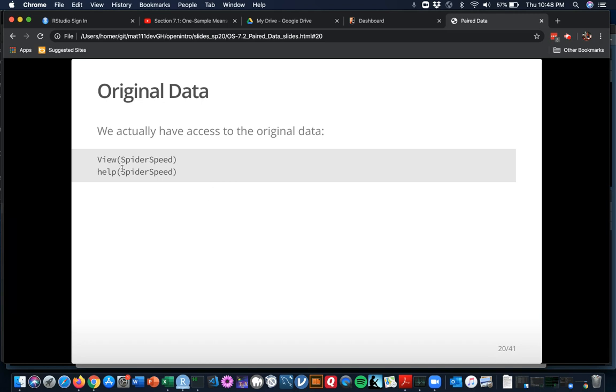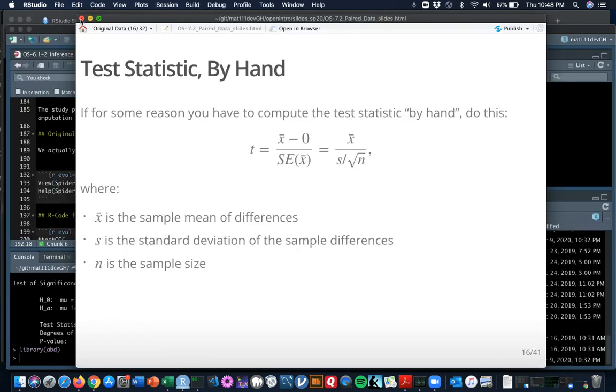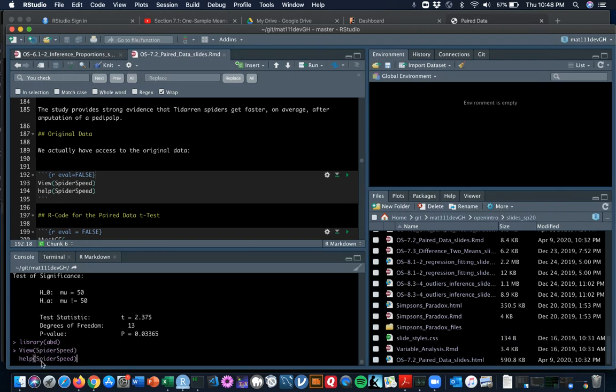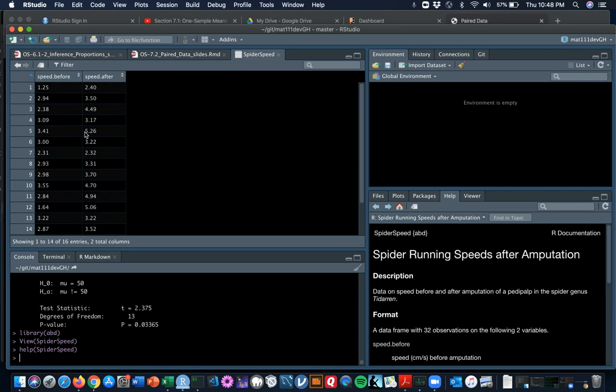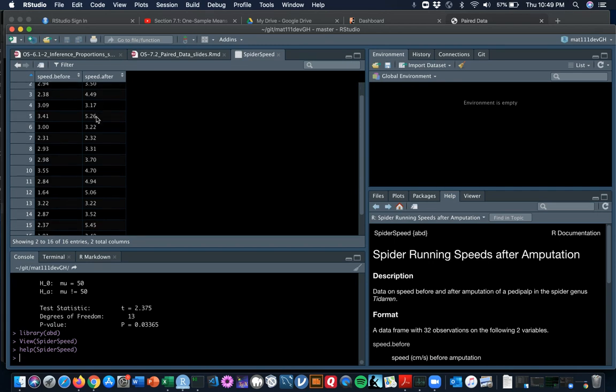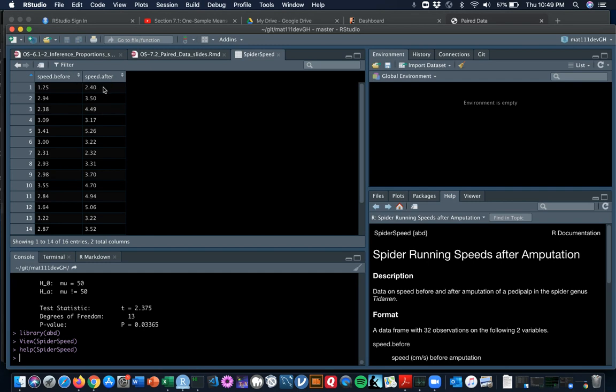It turns out that for this example, the original data is in a data frame that's provided by that package ABD. And the data frame is called spider speed. So to learn about it, you should maybe run view and help on spider speed over in RStudio. So I'm going to go and do that now. Every row in the data frame is one of the 16 spiders. And the two variables measured are the speed of the spider in centimeters per second before amputation and the speed after.